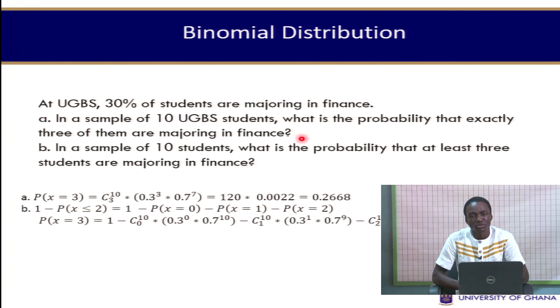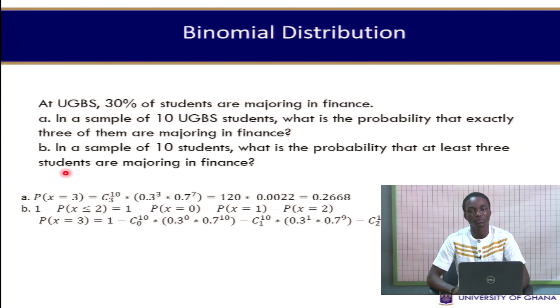First of all, you ask yourself, are there 2 outcomes in this question? For example, the outcomes here are students who major in finance and students who do not major in finance. So, this is a binomial random variable, and the sample size is 10, that is n is 10. The probability of success is 30%, that is 0.3. And we are looking for the probability that exactly 3 are majoring in finance. Therefore, we are looking for the probability that x is equal to 3.